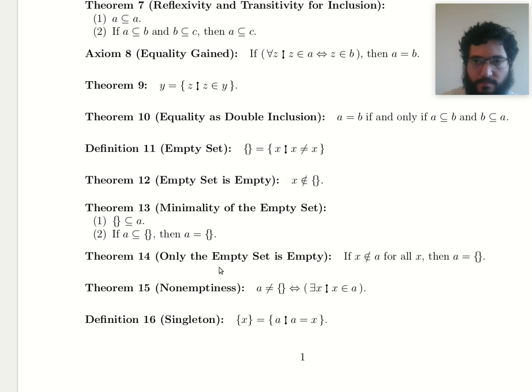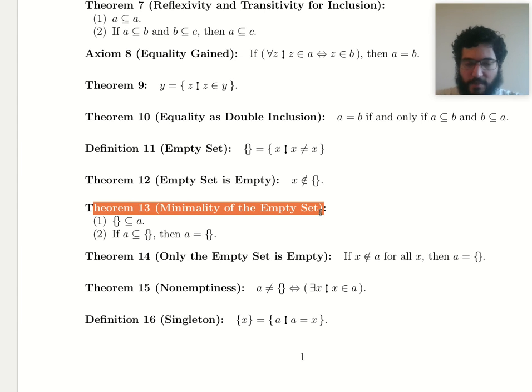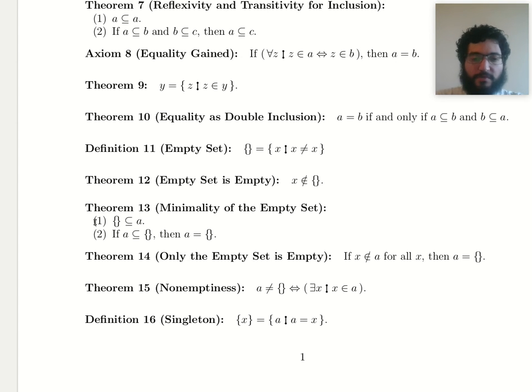Let's do it. So here's one that people sometimes miss. Remember this fact, theorem 13, the minimality of the empty set? One component of it is telling us that the empty set is a subset of whatever you want. The empty set is always a subset of any given thing. So here's an empty bag that represents the empty set. This is one of the subsets of this thing.